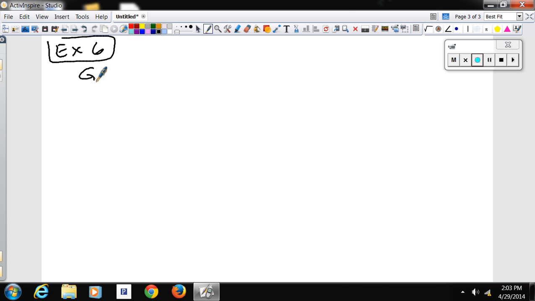Example 6 is going to tell us to graph y equals cosecant of x. So we've done sine, bow tie, cosine, which was a V shape. We've done tangent, which started at the bottom, worked its way up. We did cotangent, which started at the top, worked its way down. We need cosecant and secant, last two. Plus I have one last example after that, so there's 3 left.